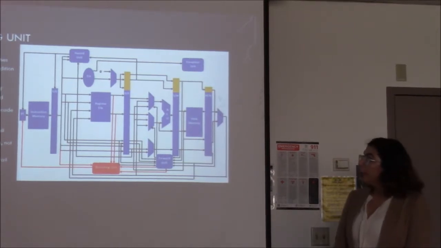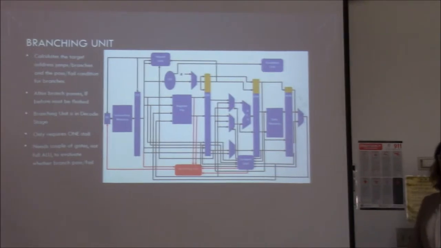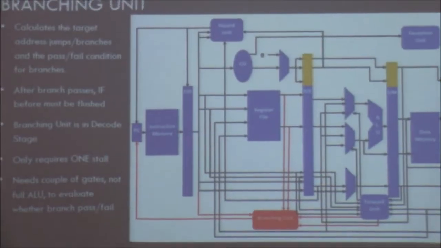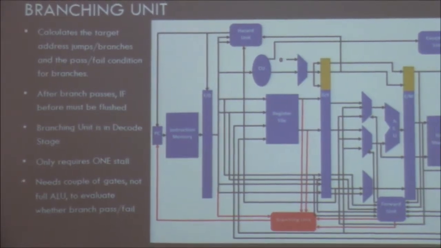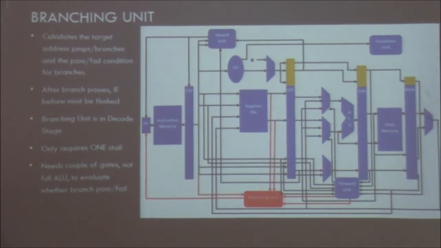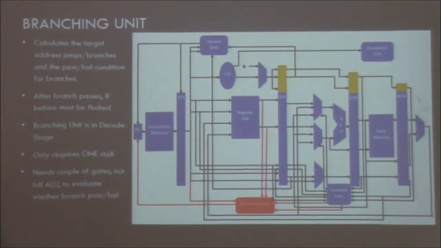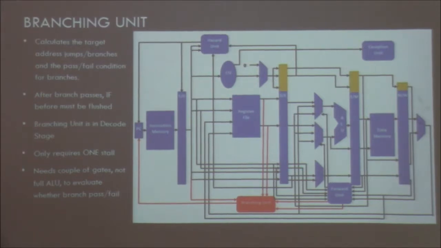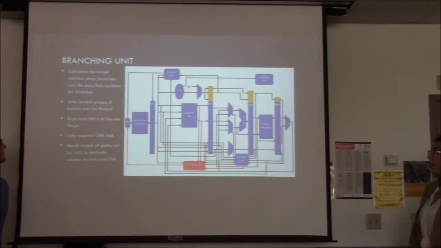Next is our branching unit. Our branching unit calculates the target address for all jumps and branches. It also calculates the pass-fail conditions for branches. If and after a branch passes, our instruction fetch must be flushed because our pipeline assumes that the branch will not pass. The branching unit is placed in our decode stage. This minimizes the number of stalls required in our pipeline. For ours, we only require one stall because we only need to flush information out in our instruction fetch.